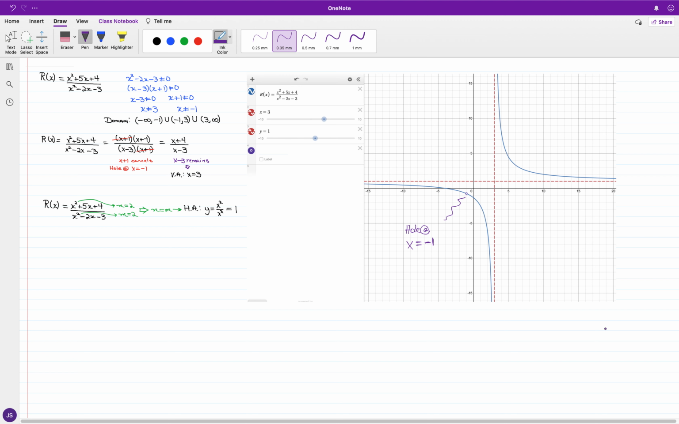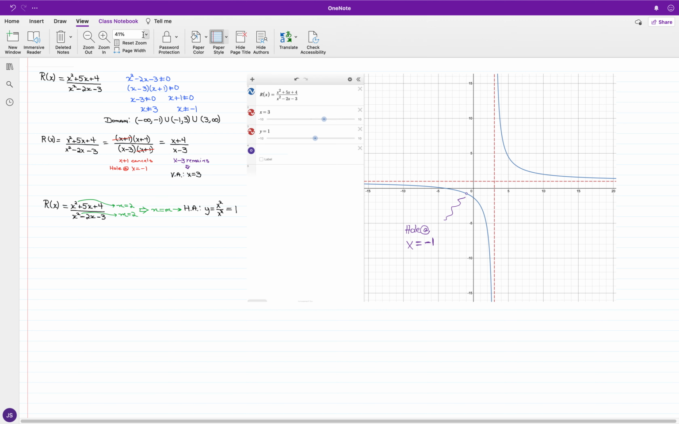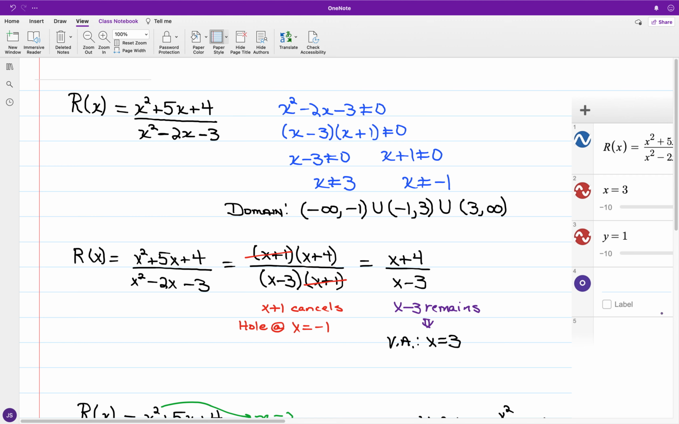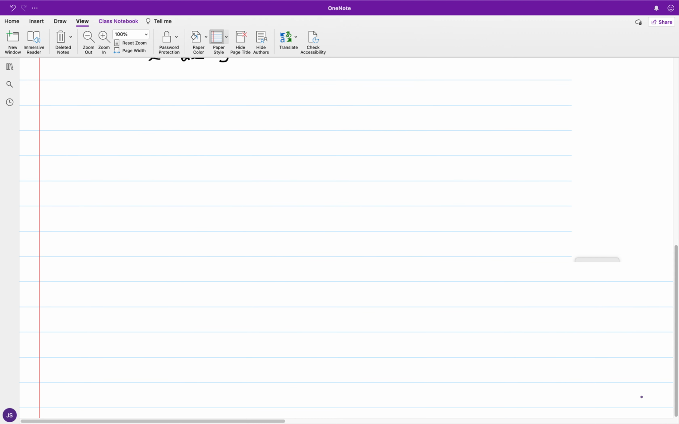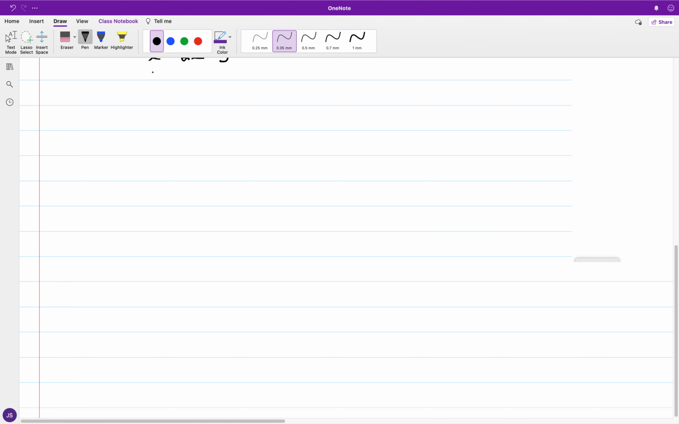Now, in terms of what we have in context regarding comparison to 0 inequalities, we're working with the rational function. In a sense, we're going to be hitting the reset button, but I'm going to bring it all back together. So we have for r of x, x squared plus 5x plus 4, all over x squared minus 2x minus 3.